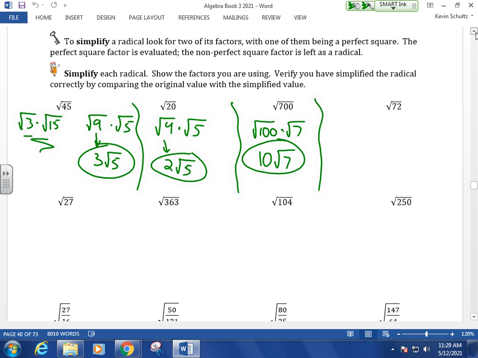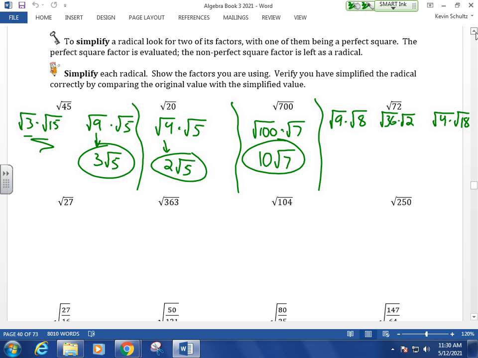Okay. Root 72. What is a factor pair of 72 containing a perfect square? Julia. Root 9 times root 8. Is there another? You knew one like this had to be coming along, right? Is there another? Root 36 times root 2. Is there another? Lucas? Root 4 times root 18.